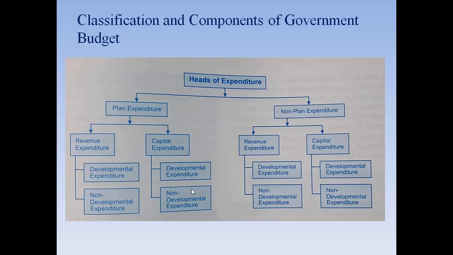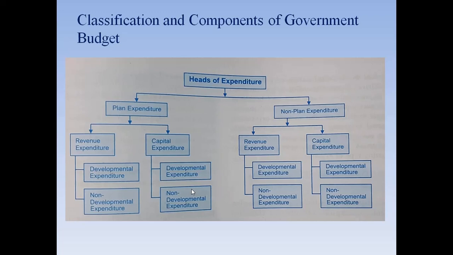Okay, we will see what type of budget we have, the fiscal deficit, the primary deficit. We will see it afterwards. So planned expenditure and non-planned expenditure. Planned expenditure is something that has been planned, but non-planned expenditures are those expenditures which were not included while planning.